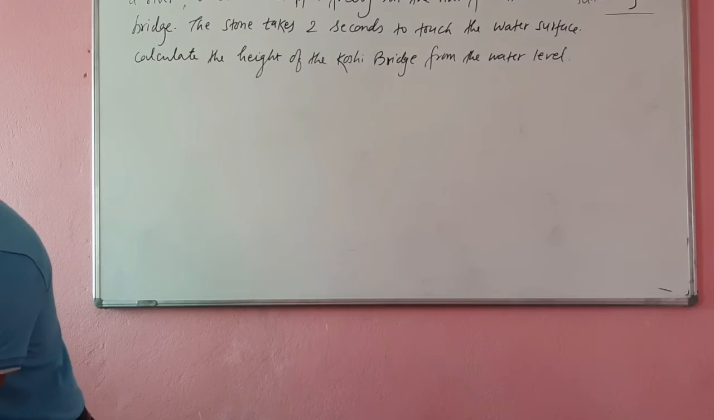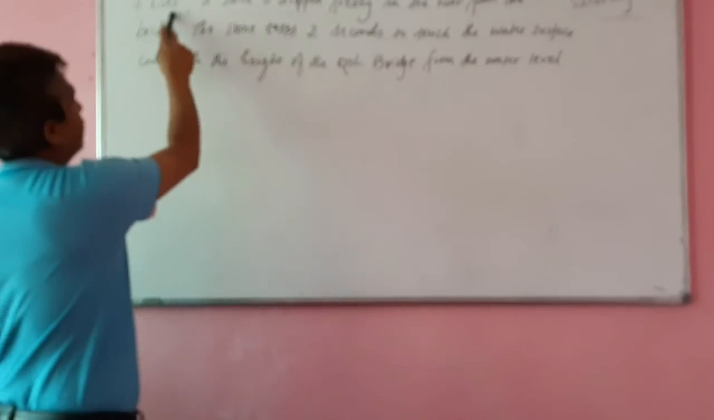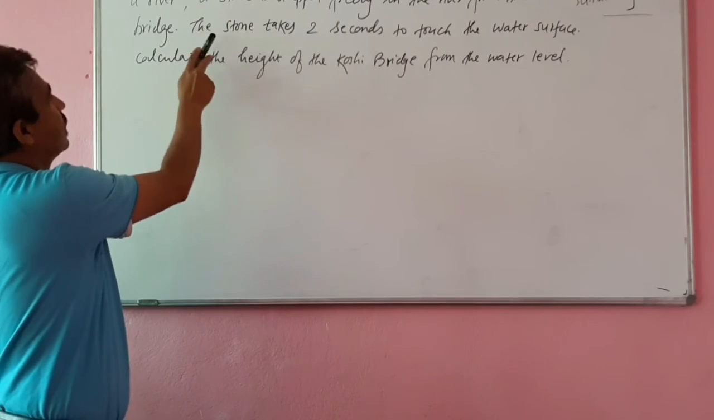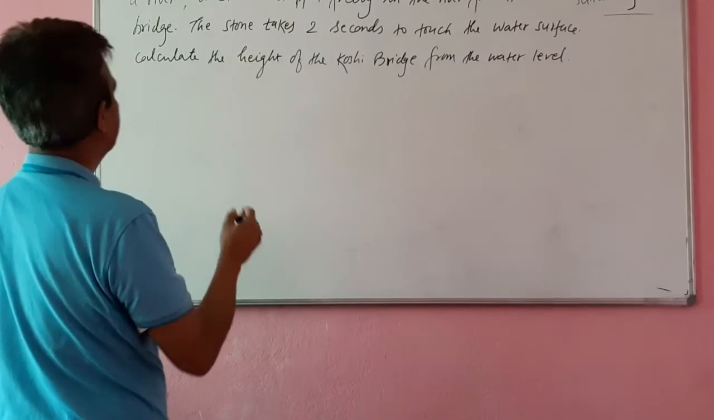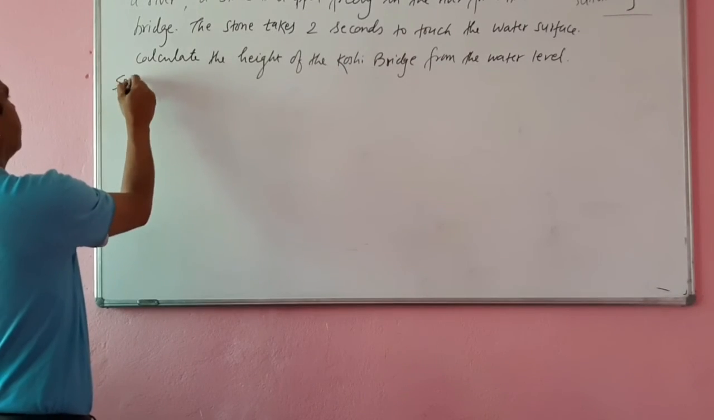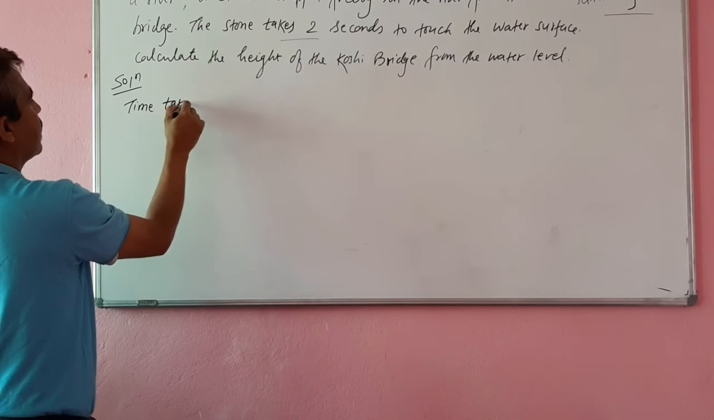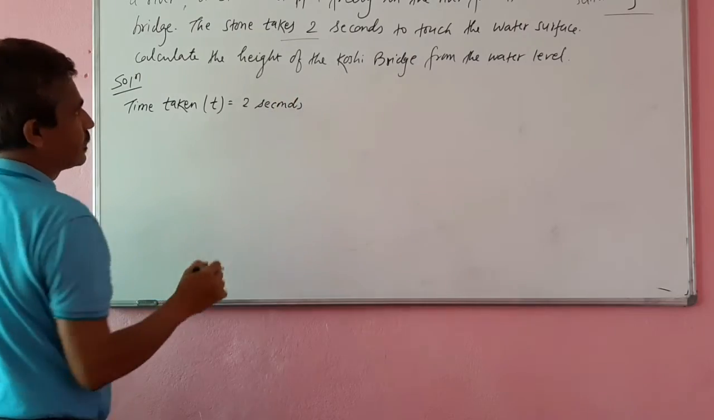Okay. My dear students, first of all, let's read the question once again. What does the question say? To estimate the height of the Kosi Bridge over a river, a stone is dropped freely in the river from the bridge. The stone takes 2 seconds to touch the water surface. Calculate the height of the Kosi Bridge from the water level. So, solution. What is given here? 2 seconds. Time taken, t equals 2 seconds.